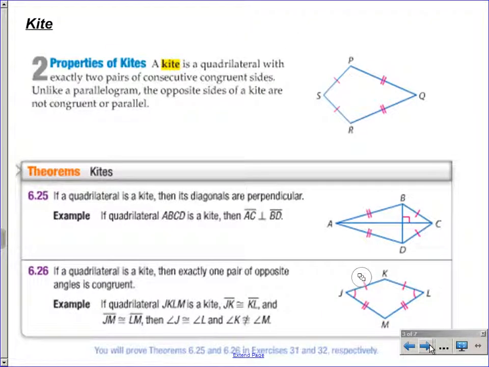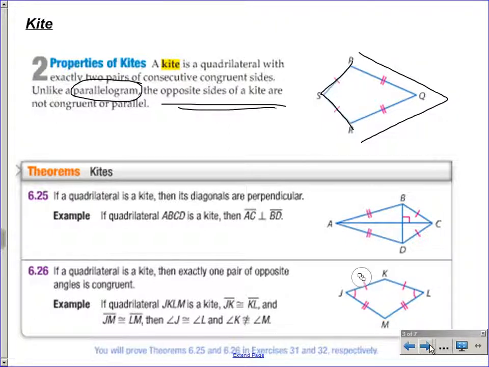The last thing we need to look at is properties of a kite. A kite is a quadrilateral with exactly two pairs of consecutive congruent sides. So these are consecutive and congruent, and the other pair here is consecutive and congruent. So that's what it means by two pairs of consecutive congruent sides. Unlike the parallelogram, the opposite sides of a kite are not congruent and they're not parallel. So this is really a different animal for us.